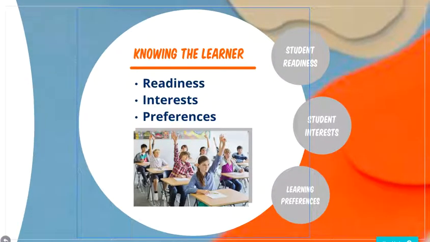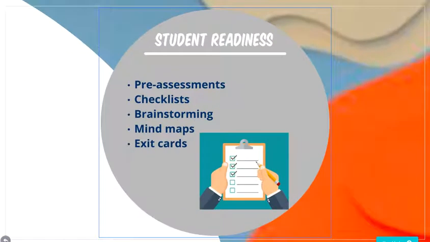Knowing the learner includes knowing student readiness, knowing their interests, and knowing their learning preferences. To learn if your students are ready, you can give pre-assessments, use checklists, have students brainstorm about this topic, draw mind maps, and use exit cards.